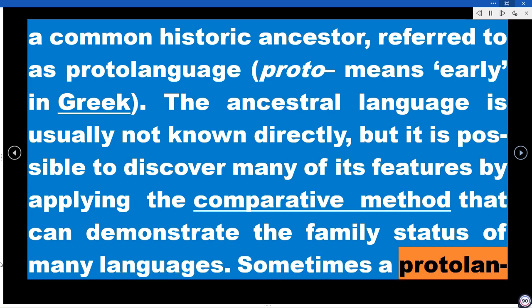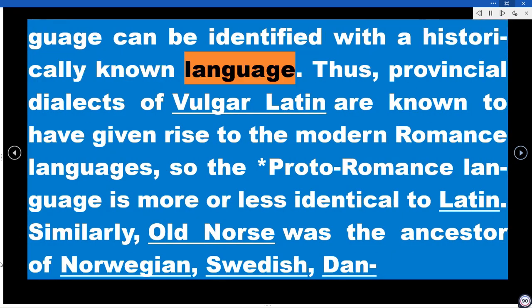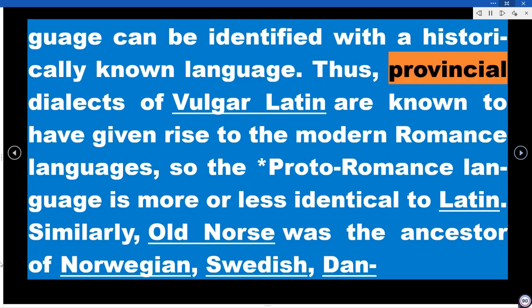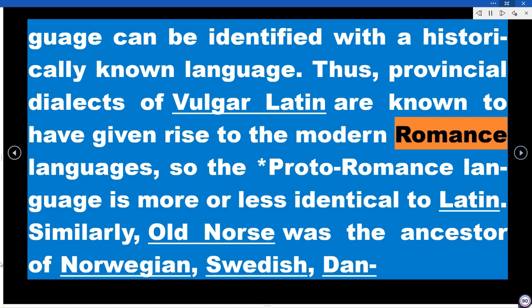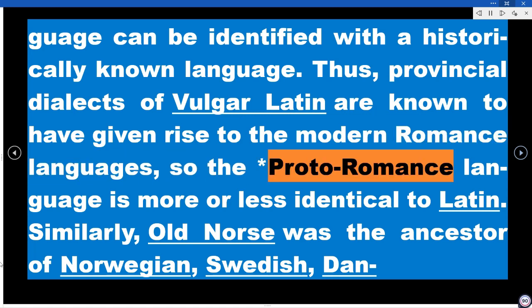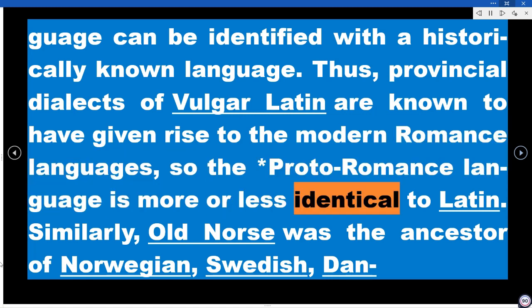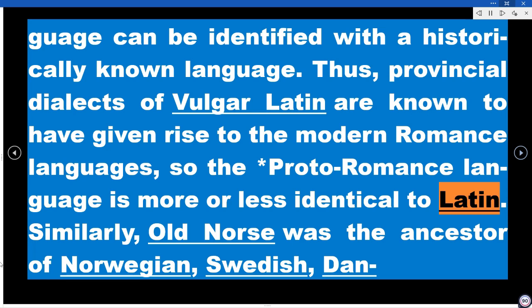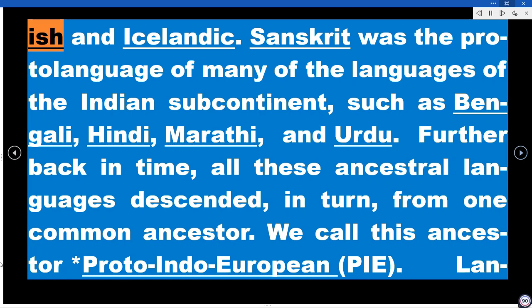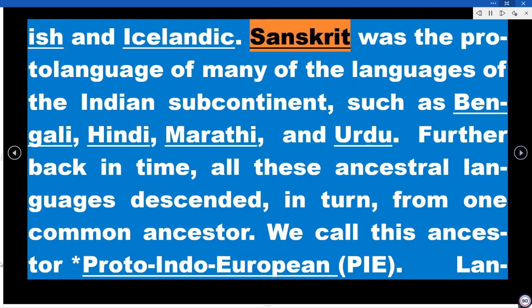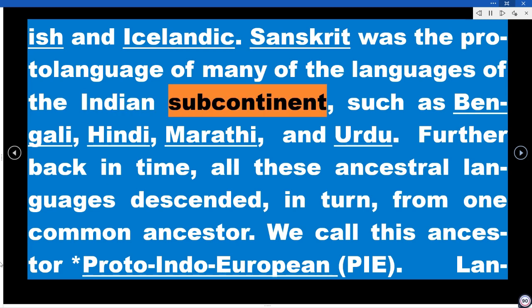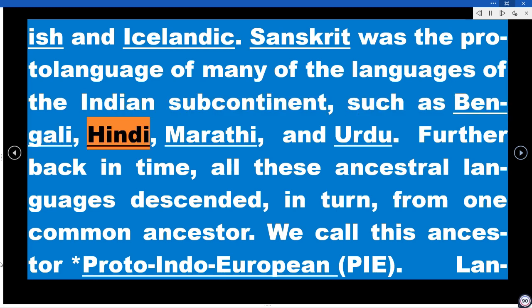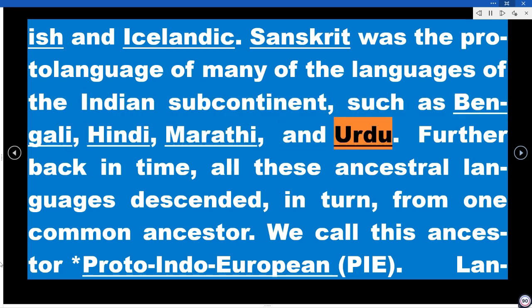Sometimes a proto-language can be identified with a historically known language. Thus, provincial dialects of Vulgar Latin are known to have given rise to the modern Romance languages, so the *Proto-Romance language is more or less identical to Latin. Similarly, Old Norse was the ancestor of Norwegian, Swedish, Danish and Icelandic. Sanskrit was the proto-language of many of the languages of the Indian subcontinent, such as Bengali, Hindi, Marathi, and Urdu.